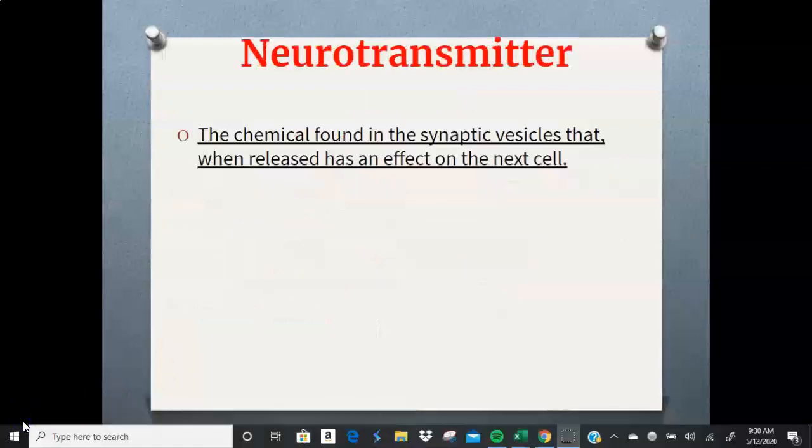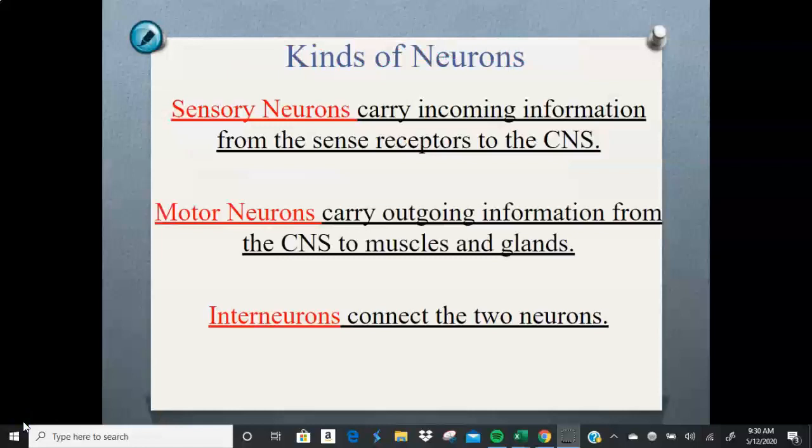Now, the chemical that is being released from those vesicles into the next dendrite, those are neurotransmitters. And so those neurotransmitters have all the information that your body needs for thinking and acting. Now, we have different kinds of neurons, okay?